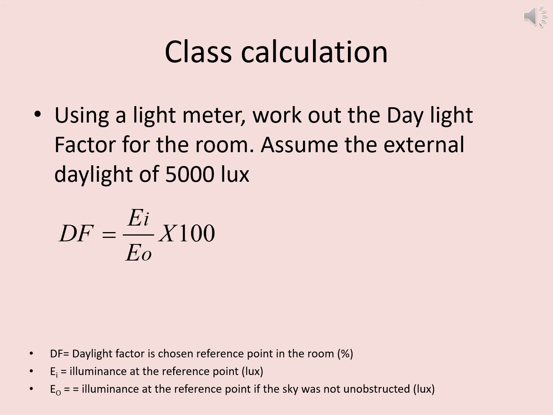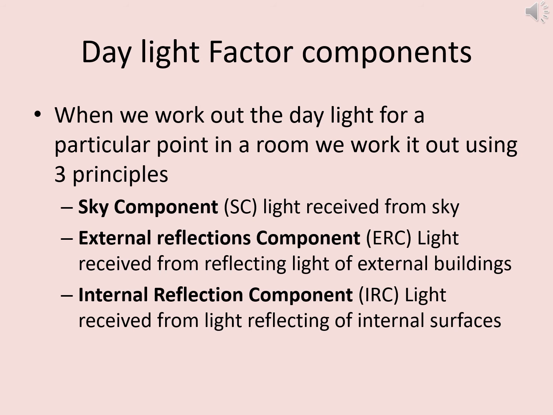In class, use a light meter to work out the daylight factors for a given point in a room. Assume the external daylight of 5000 lux. Daylight factor components. When we work out the daylight for a particular point in a room, we work it out using three principles. The daylight reaching any point inside a room is made up of three components. A. Sky component, SC. Light received directly from the sky through windows. Direct light is not considered for calculating the sky component.